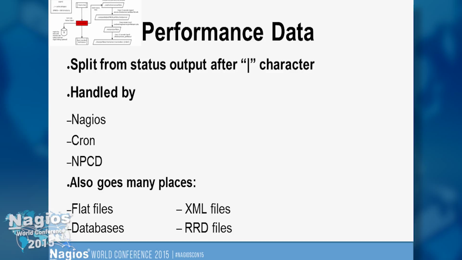So now the interesting part, we've moved on to performance data. So it's got a standardized format. And you saw the whole check later, but we're going to just cut it down to just the relevant bits. So it's handled by Nagios, and then cron, and then NPCD. And we're going to touch on all of those individually, but in that order. It also goes many places, just like the exit code and the status output: flat files, databases, XML, RRD files.